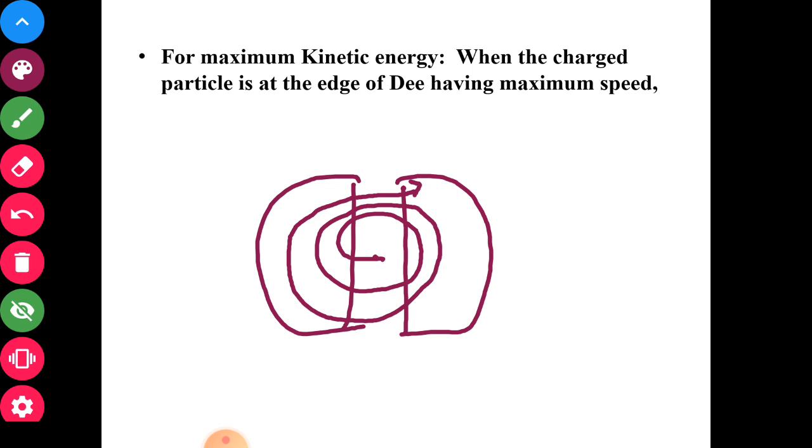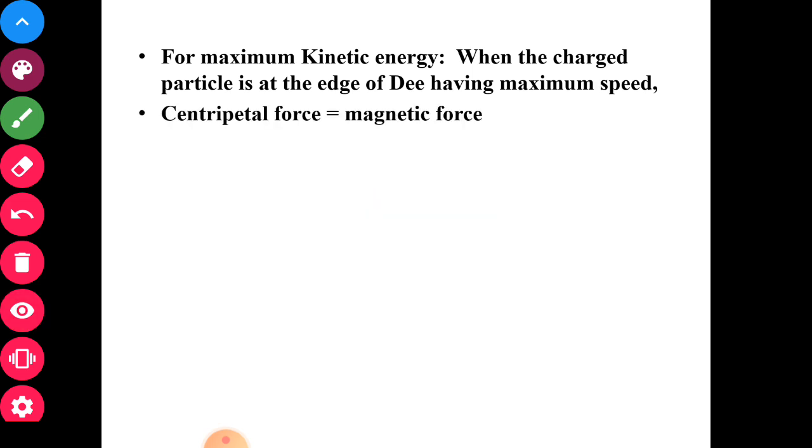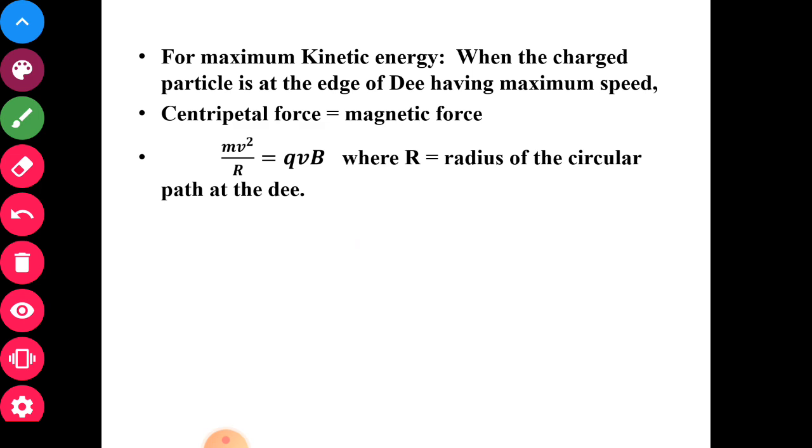Okay, now what should be done? The centripetal force at that time is provided by the magnetic force. The centripetal force, as you know, is mv square upon r, where r is the radius of the circular path at the D, and that is equal to qvb. So we can say v is equal to qbr upon m. This is very easy to understand. One v can be cancelled out.